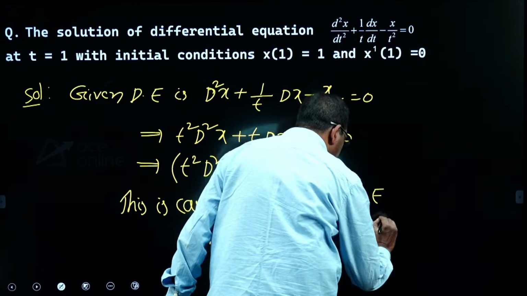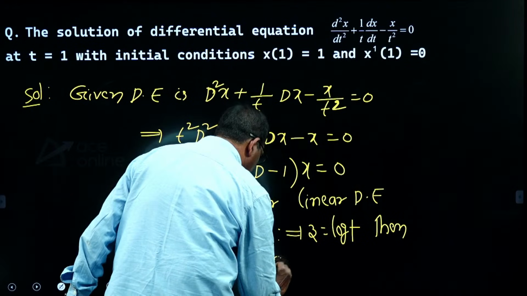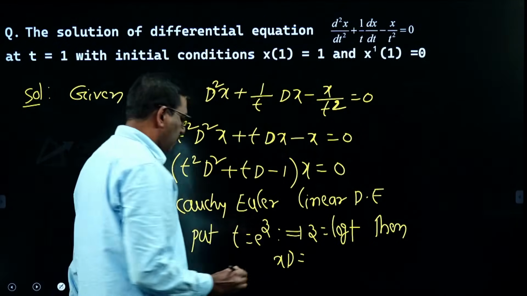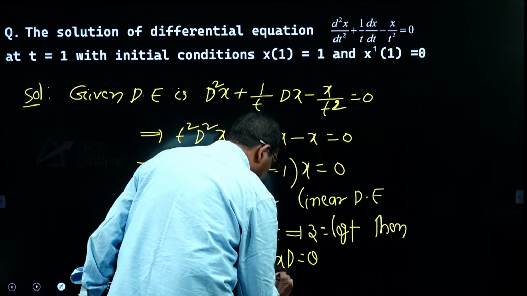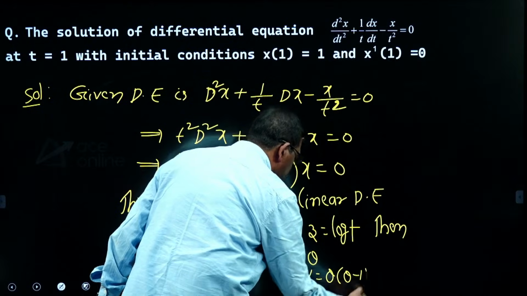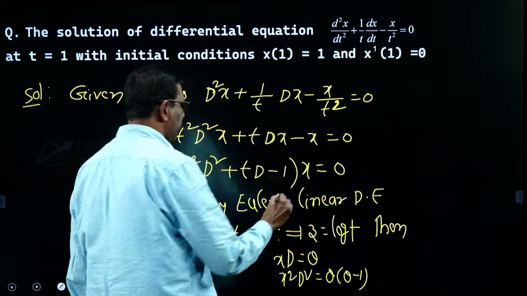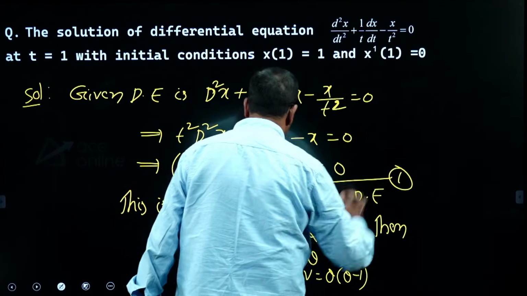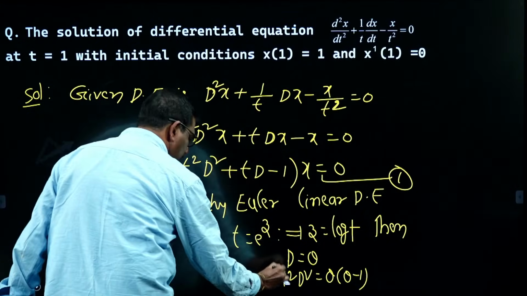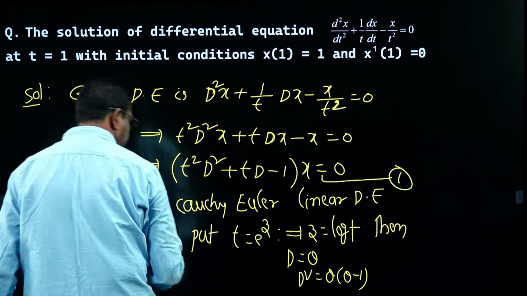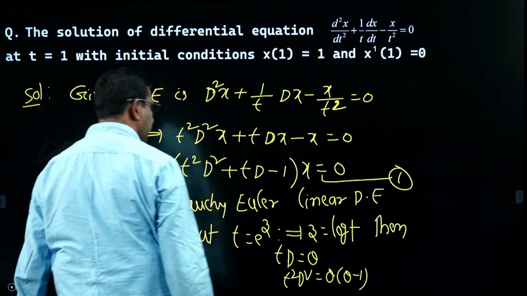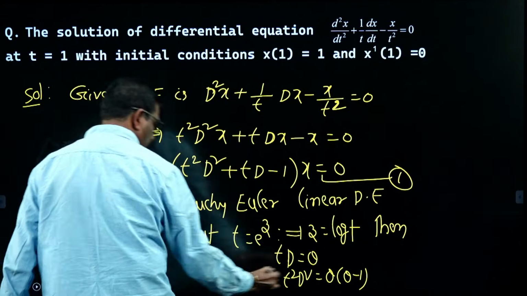Then what is xd? xd will become theta, or not? Already the Cauchy-Euler linear D working rule you know. xd is equal to theta. x square d square is equal to theta into theta minus 1. Let it be 1. This differential equation you name it as 1. So, x square d square written, x is here t, or not? td is equal to theta. t square d square is equal to theta into theta minus 1. Understood?